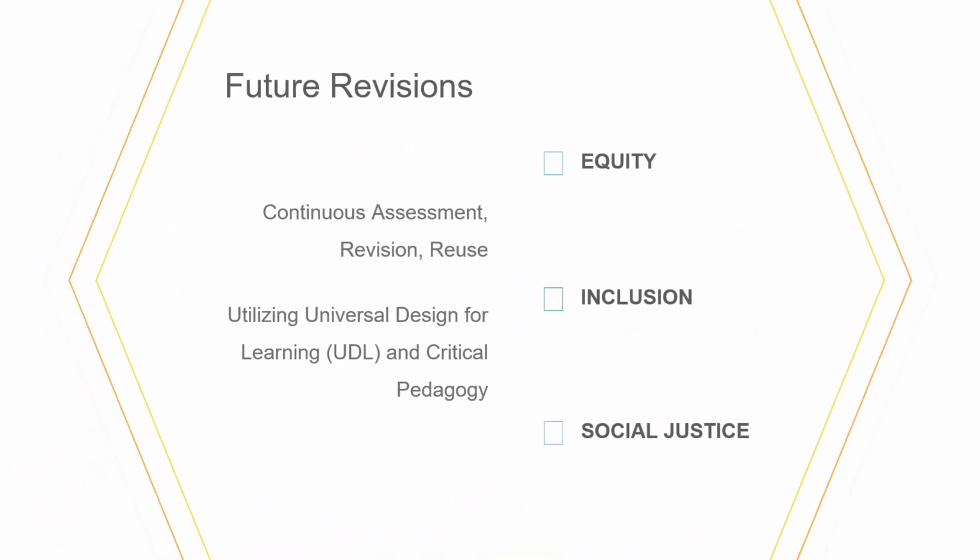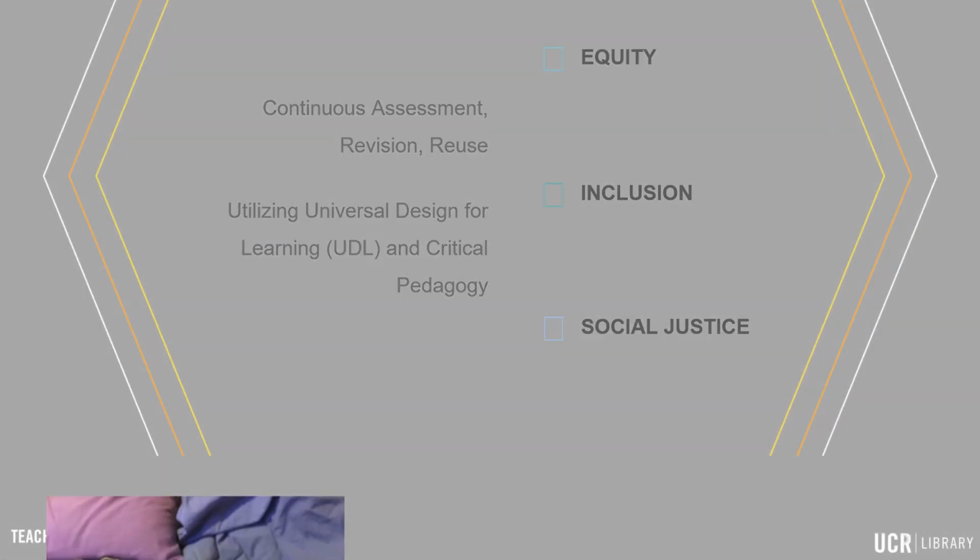And then our future plans. We want to make sure that we continuously incorporate universal design for learning. We want to make sure that we think about critical pedagogy to ensure equity, inclusion, and social justice. And we want to make sure that we continue the practice of evaluating and assessing what we're doing and making changes and revisions moving forward.